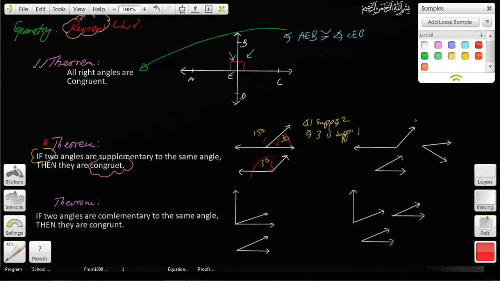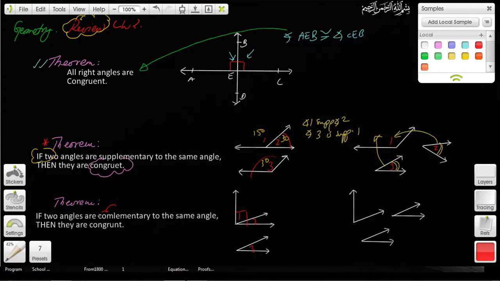And they don't have to be adjacent angles like this. For example, 1 could be here, 2 could be here. They could be floating in space, you know? So if two angles are supplementary to the same angle, then these two angles are congruent. It's very important. And the third theorem that we learn, also very important, and very similar, is this one.